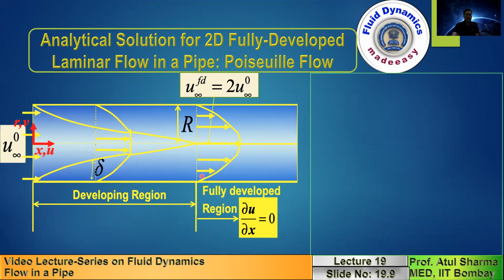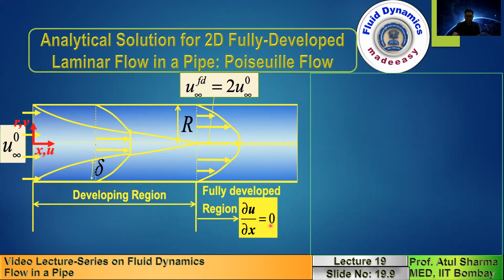So if you consider the axial direction as x and the axial velocity as u, the radial direction as r, and the radial velocity as v, once the flow becomes fully developed, the axial gradient of axial velocity is equal to 0. We are considering a steady state fully developed flow, and a two-dimensional flow, and we are considering that the flow is not varying along the azimuthal direction. So when we consider 2D, we mean it's an axisymmetric flow.